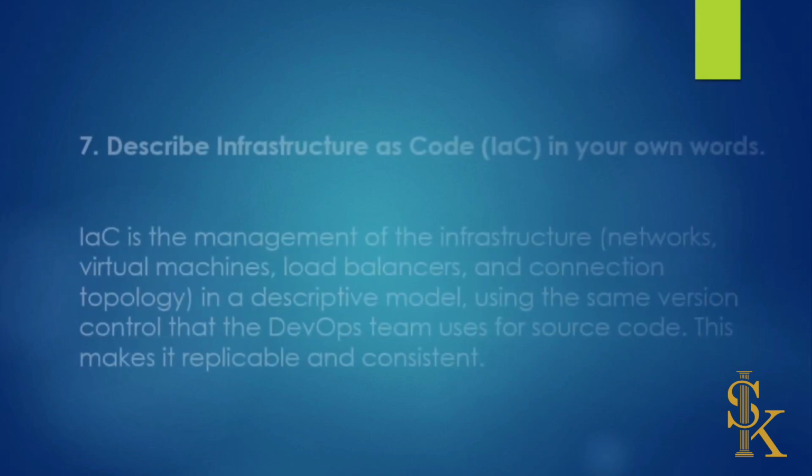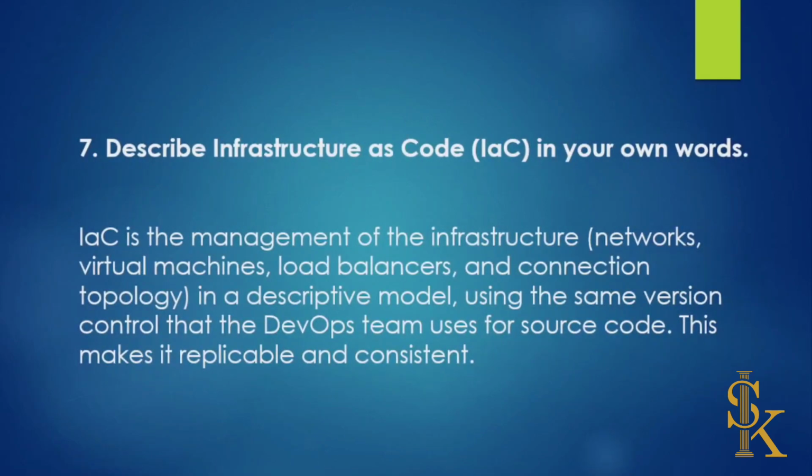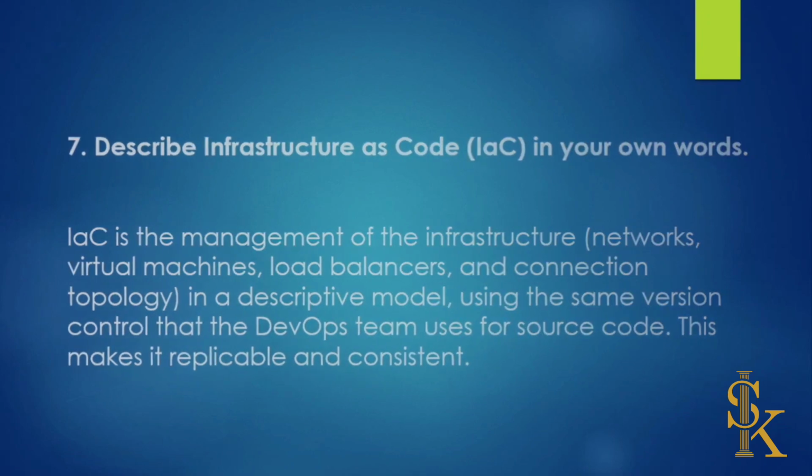7. Describe infrastructure as code, IAC, in your own words. IAC is the management of the infrastructure, networks, virtual machines, load balancers, and connection topology, in a descriptive model, using the same version control that the DevOps team uses for source code. This makes it replicable and consistent.